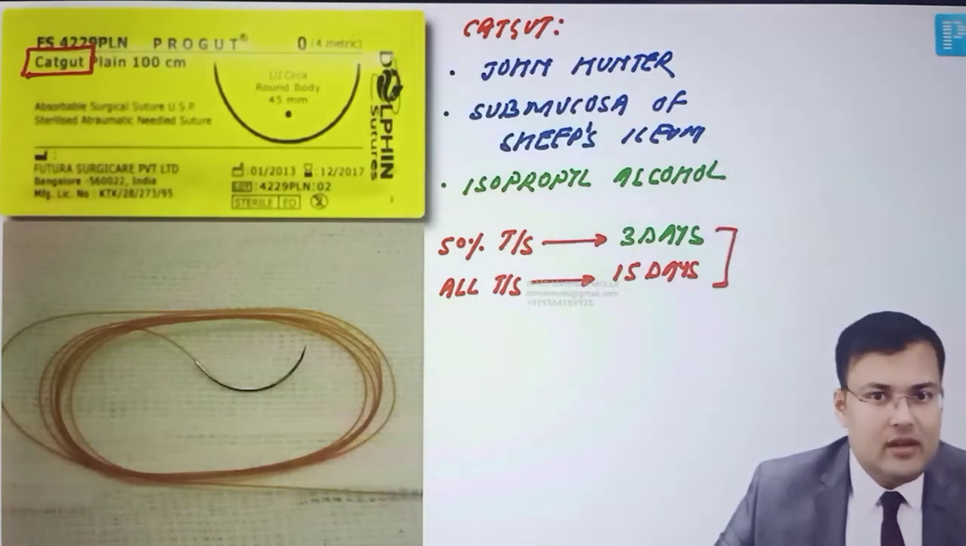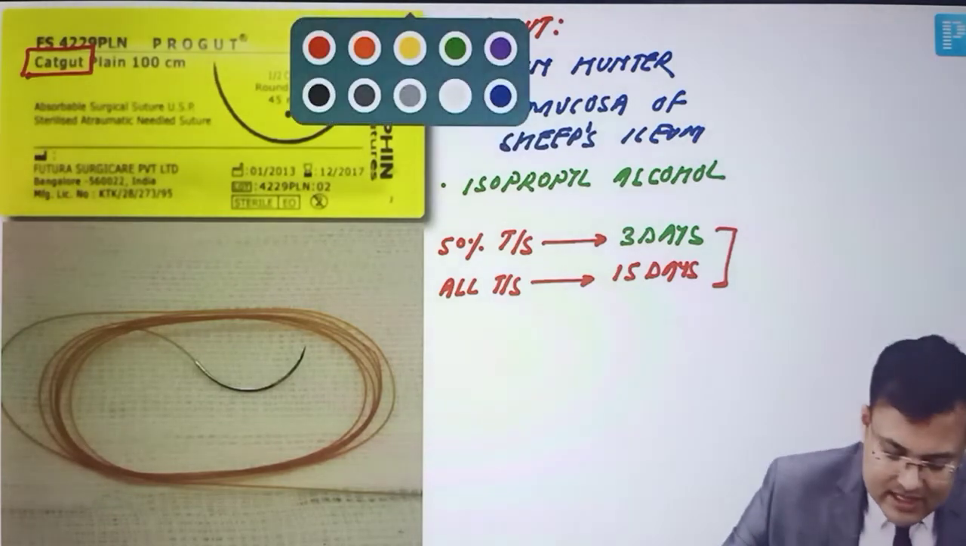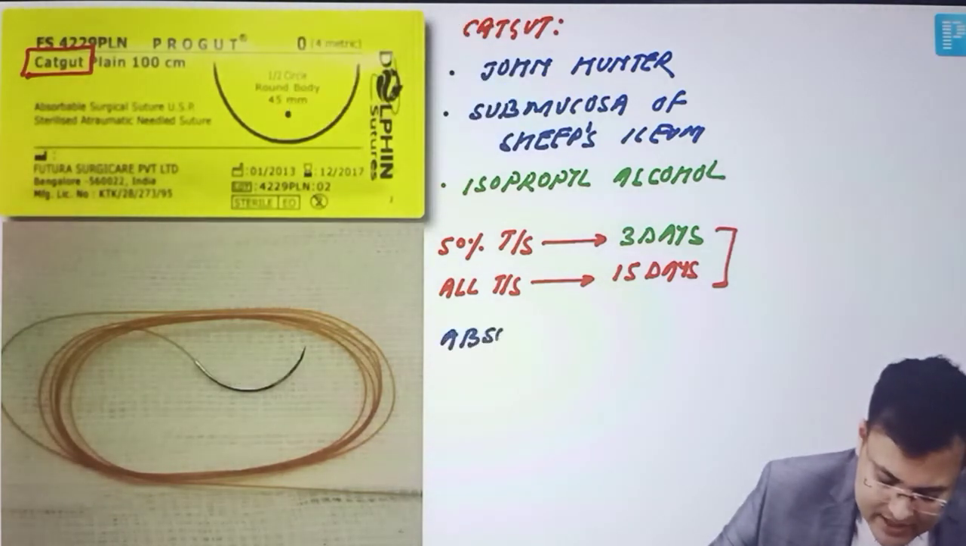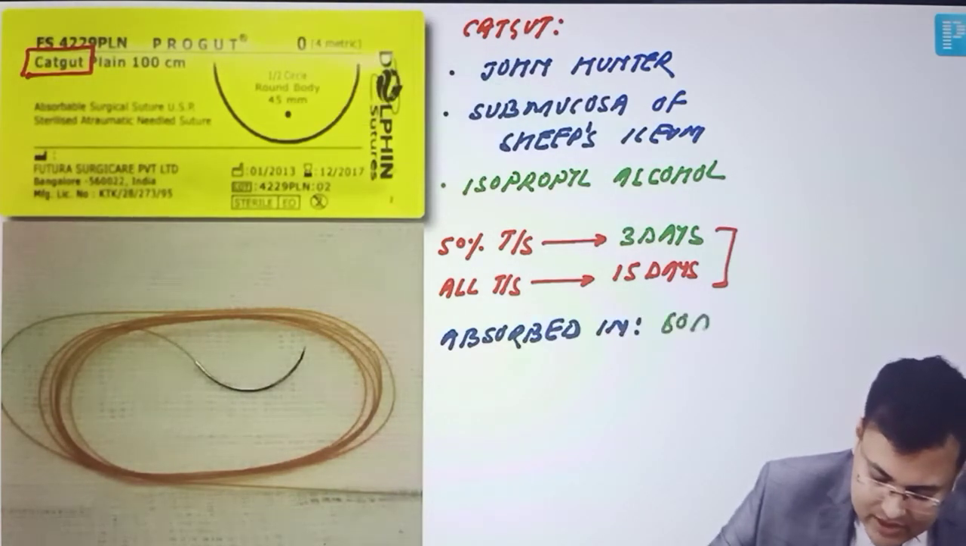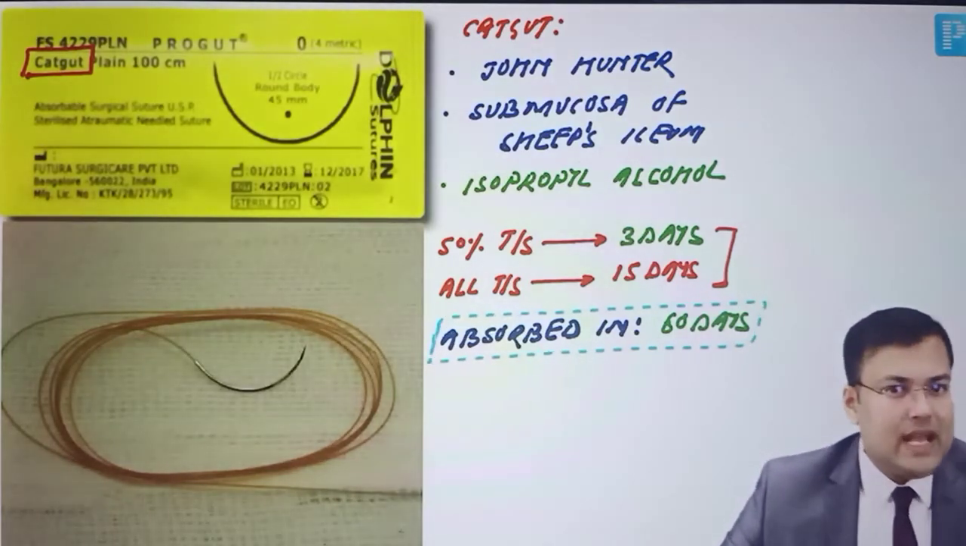Now see the twist. The suture is absorbed in how many days? 60 days. So if the question asks in how many days the suture is absorbed, it is absorbed in 60 days. And this is the question most commonly asked, in how many days catgut is absorbed. So it is absorbed in 60 days.